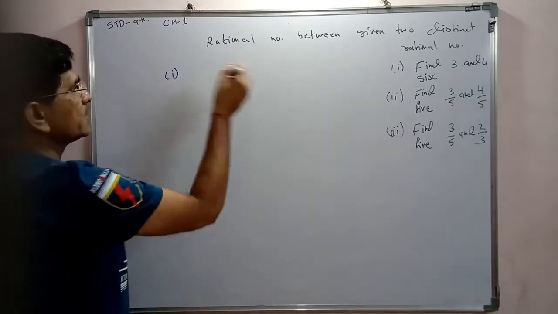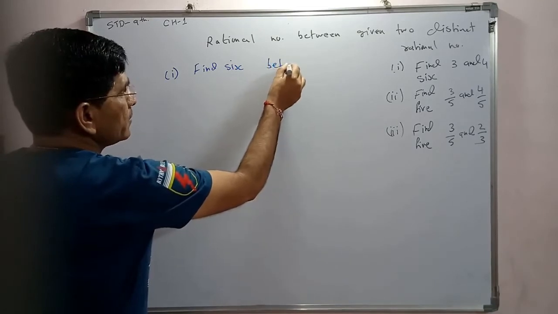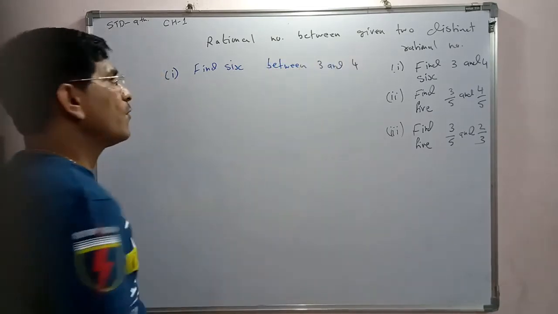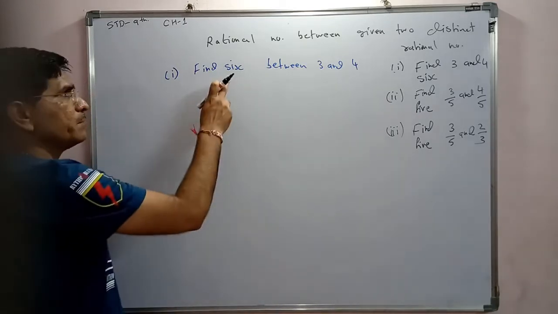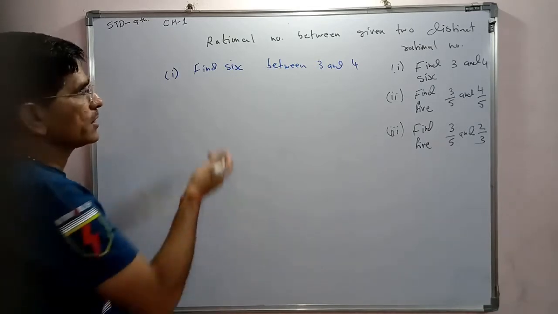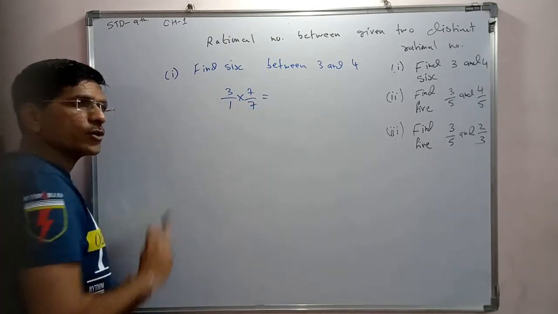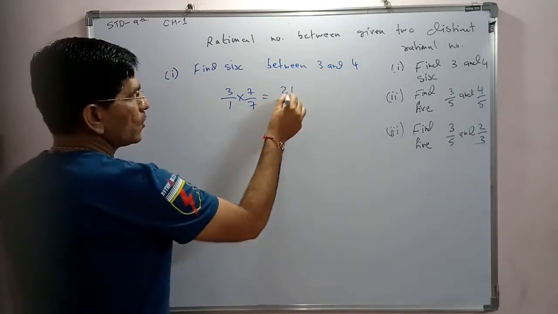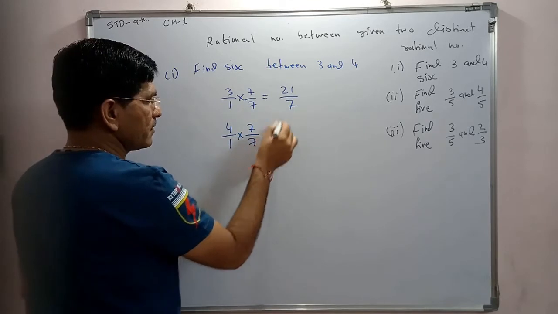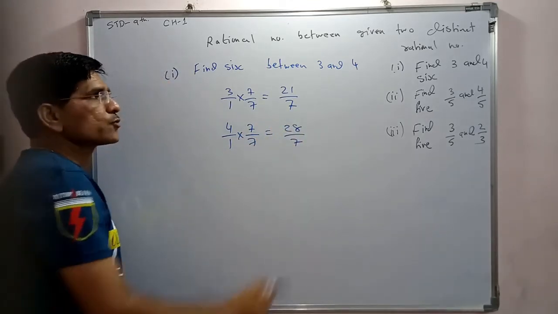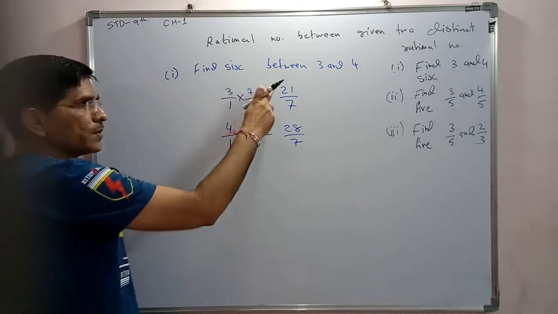So the first question is: find 6 rational numbers between 3 and 4. What do we have to do? Simple, 6 plus 1, 7. We just have to multiply both terms by 7. First of all, the rational number should be in p upon q form. Here q is not there, so we will write 1. So 3 is 3 by 1, multiplied by 7, that is 21 by 7. Now 4 upon 1 multiplied by 7 is 28 upon 7. So between 21 upon 7 and 28 upon 7, there are always 6 numbers.